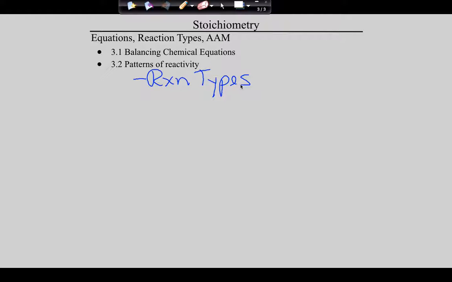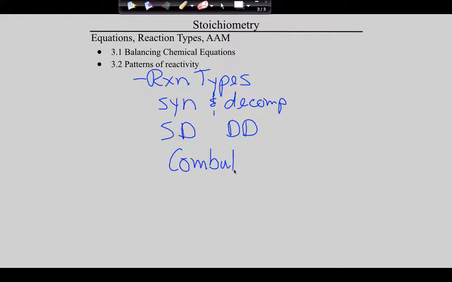Now guys, last year in Gen Chem, you learned 5 different types of reactions. Do you remember them, or should we jot them down? Synthesis, decomposition, those are opposites. So synthesis and decomposition. Single and double displacement and combustion.